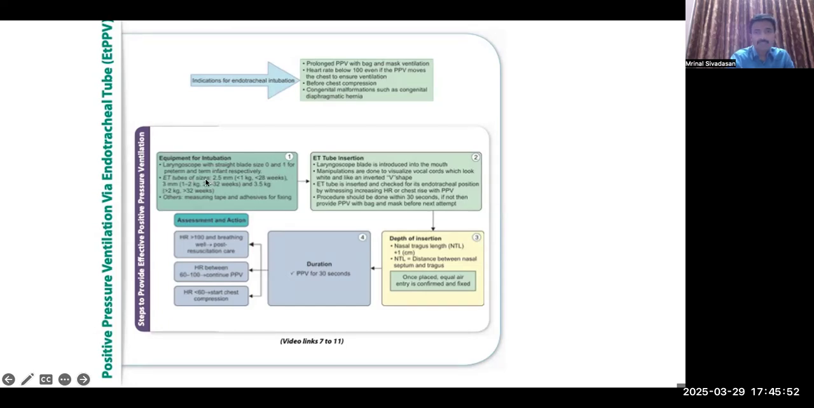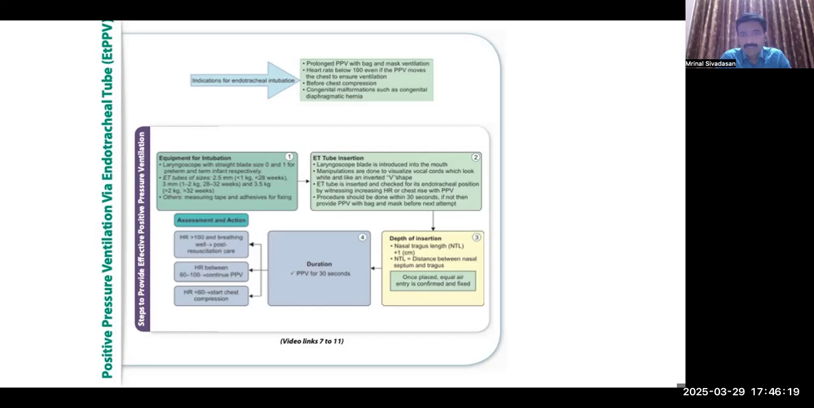An endotracheal tube of size 2.5 is for weight of less than 1 kilo, 3 for birth weight of 1 to 2 kilo, and 3.5 for weight of more than 2 kilos. Because we don't take weight before resuscitation, we take the ultrasound weight to determine what endotracheal tube size is needed.